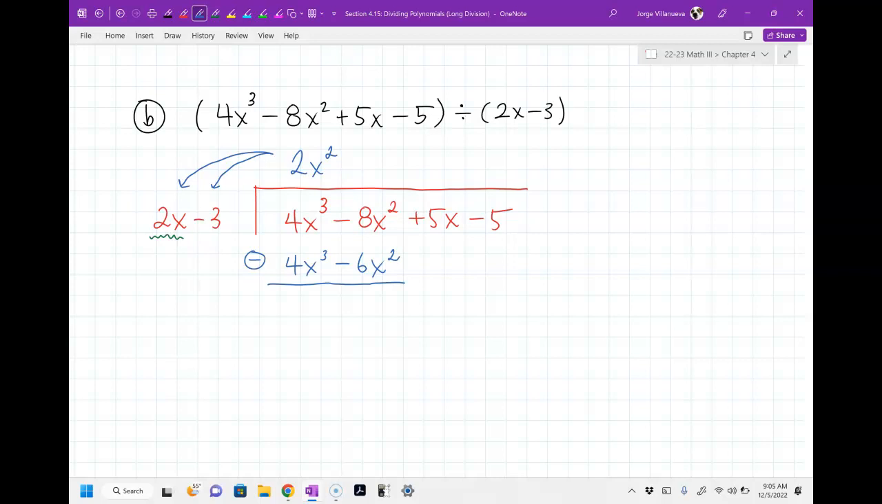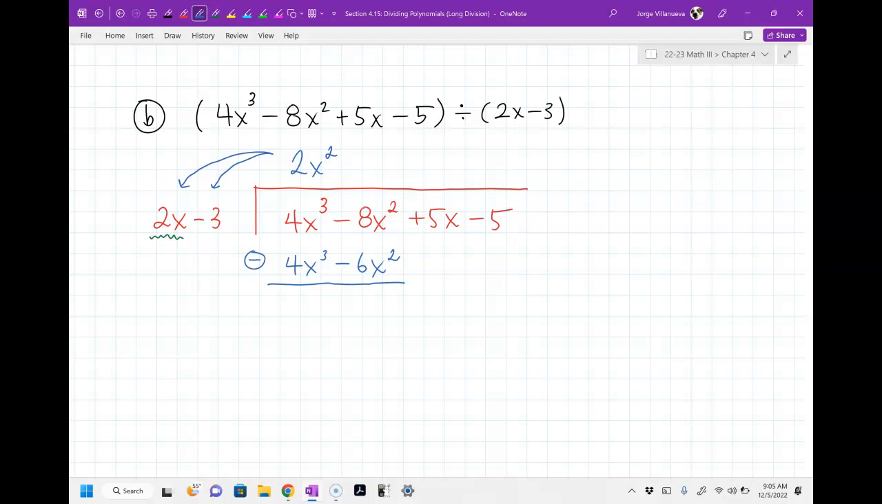4x cubed minus 4x cubed is 0. By the way, that's supposed to happen. You're supposed to cancel out the first term. If your first term survives, you multiplied or divided by the wrong thing, okay? So make sure that it always cancels out the very first term.